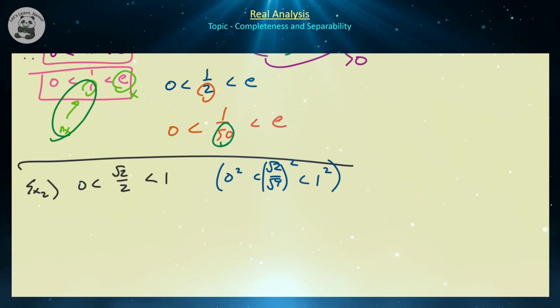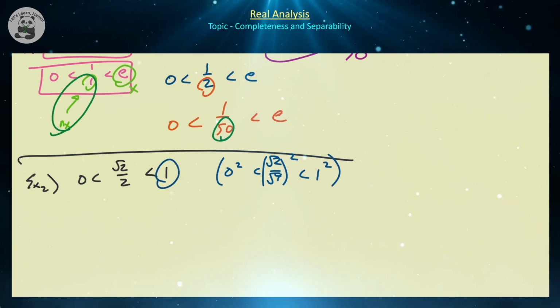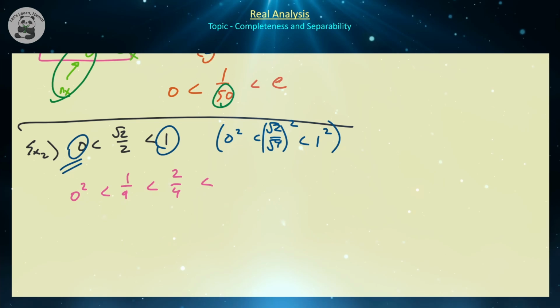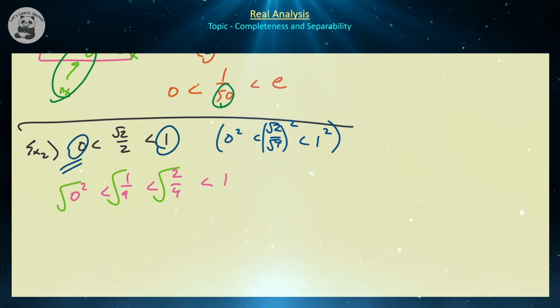So since that is the case, you're like, okay, well, can I get an approximation for the square root of 2 that's better than 0, 1? Obviously, 1 is a nice upper bound, but maybe we can do better than 0, right? So we know that 0 squared is less than 1 over 9, and that's less than 2 over 4. We know that that's less than 1. And by the increasing property of the square root, we can take the square root and the inequality still remains preserved.